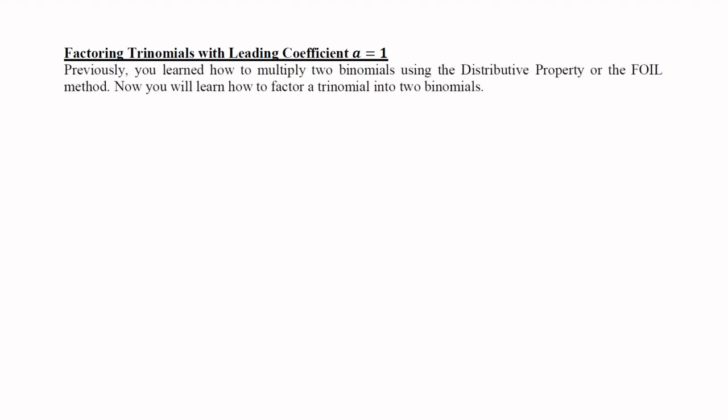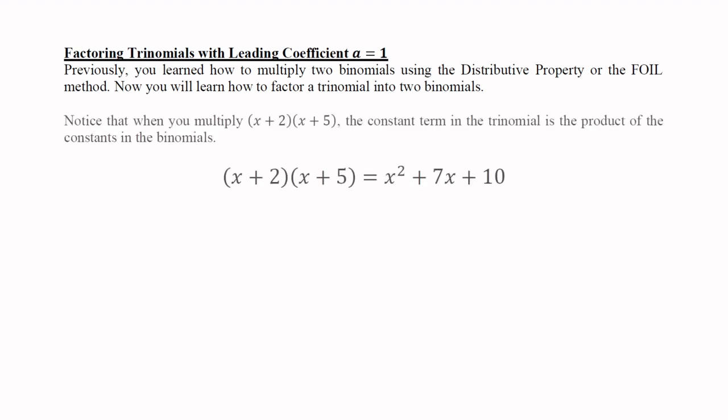Previously, you learned how to multiply 2 binomials using the distributive property, or the FOIL method. Now you will learn how to factor a trinomial into 2 binomials. We're going to reverse the process.